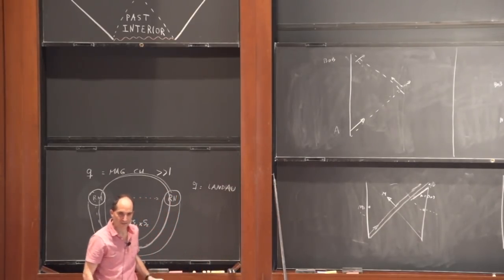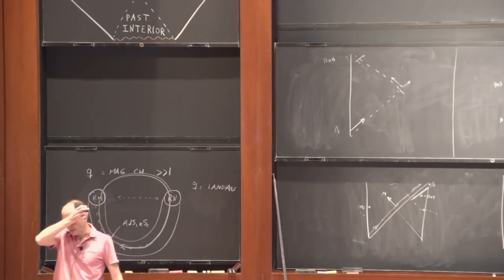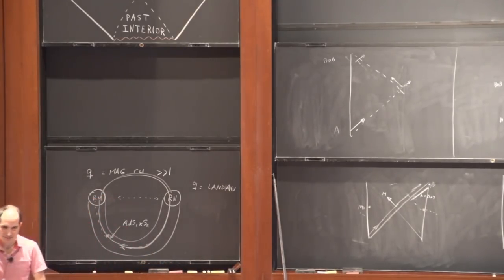For example, could you do it with an electric field if you have massless monopoles? No, you don't need the massless monopoles. You could do it with electric field? You could do it. You would have to set this whole thing to be smaller than the Compton wavelength of the electron.